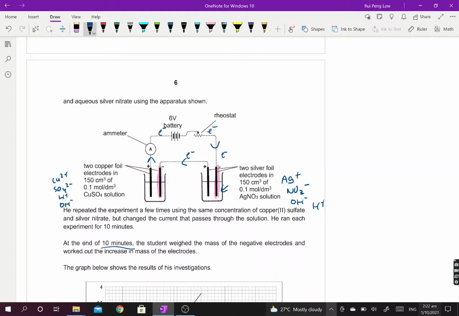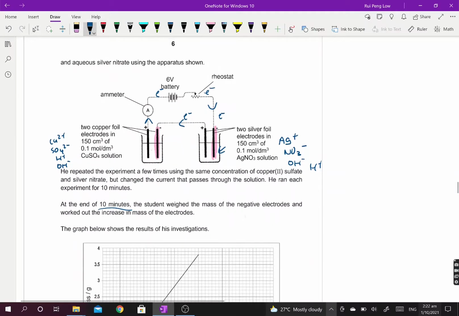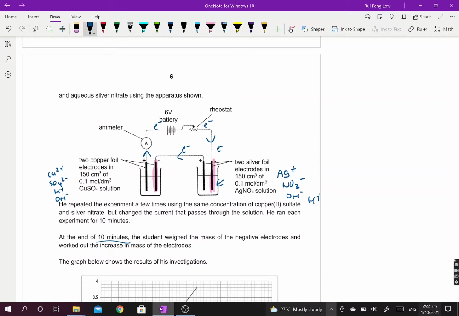Alright. So what happens is that when the electron is here at the electrode, it will give the electron to the silver plus ions. In this case, your silver plus ions, Ag+ plus e-, will give you your silver metal, which is why it increases the mass.